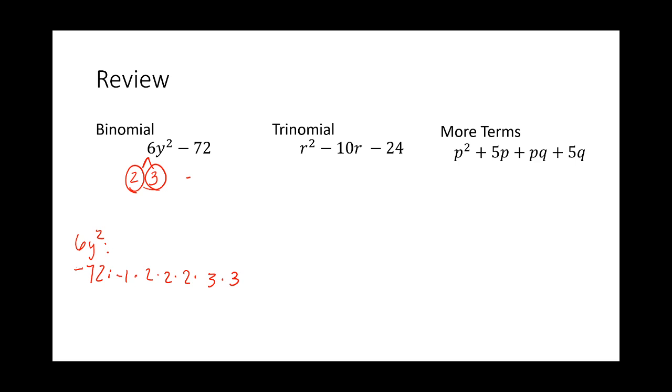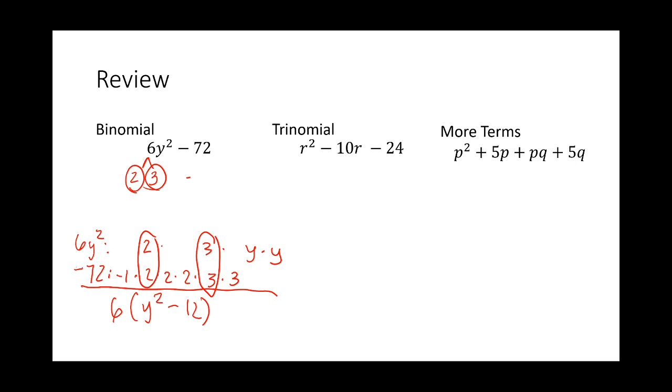Now this 6y squared is 2 times 3 times y times y. See which ones match up, factor them out. I'll be left with 6 times y squared minus, let's see, what are my leftovers? My leftovers are 12. So I get 6 times y squared minus 12.